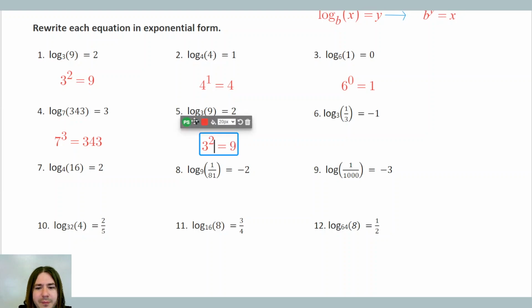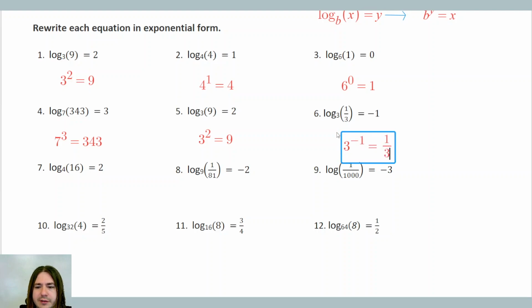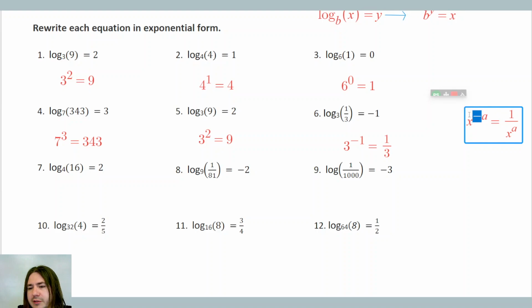My bad there. Here we've got a negative exponent, so this might be worth just taking a moment and trying to explain why this is true. Anytime you've got a negative exponent, let's say you have x to the negative a power, that is equivalent to 1 over x to the positive a power. So that's how negative exponents work.